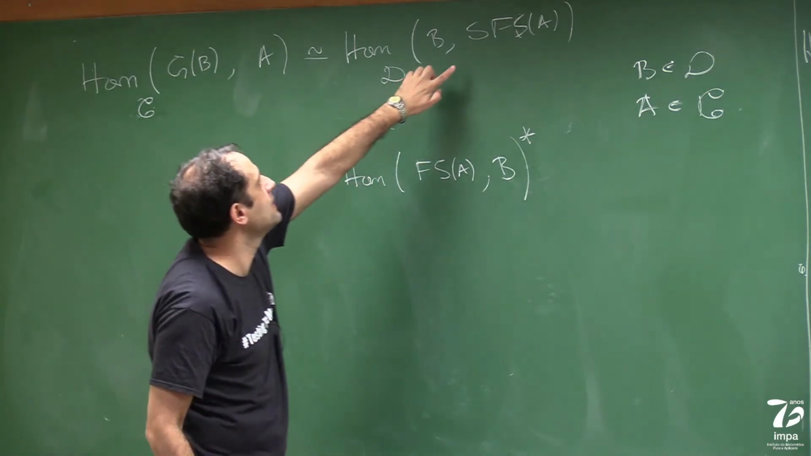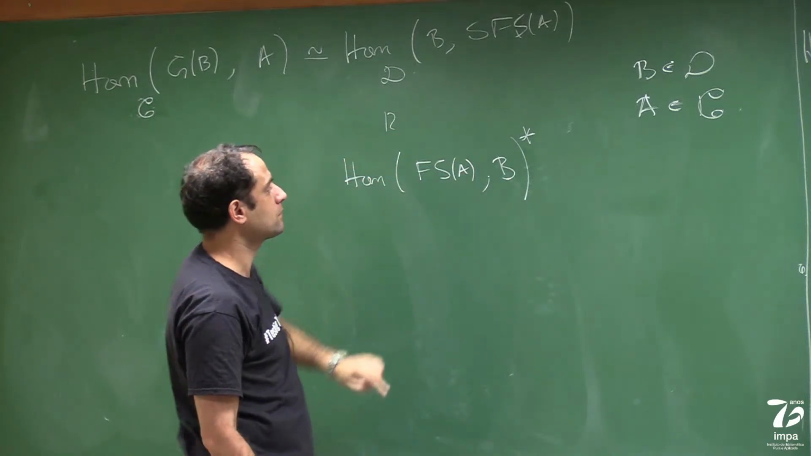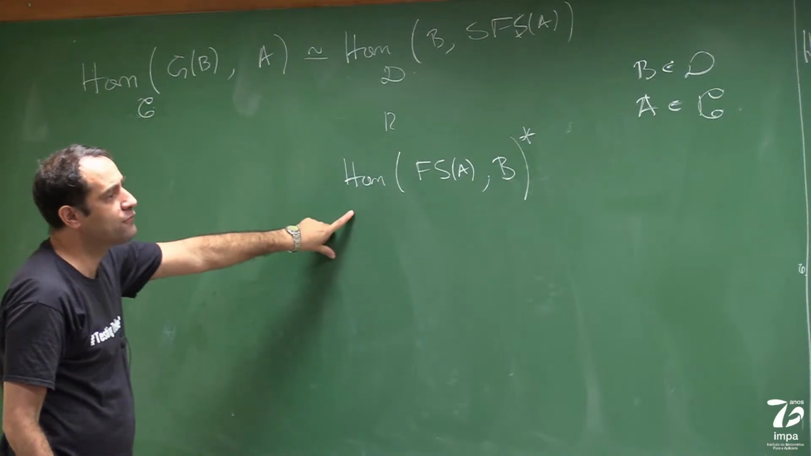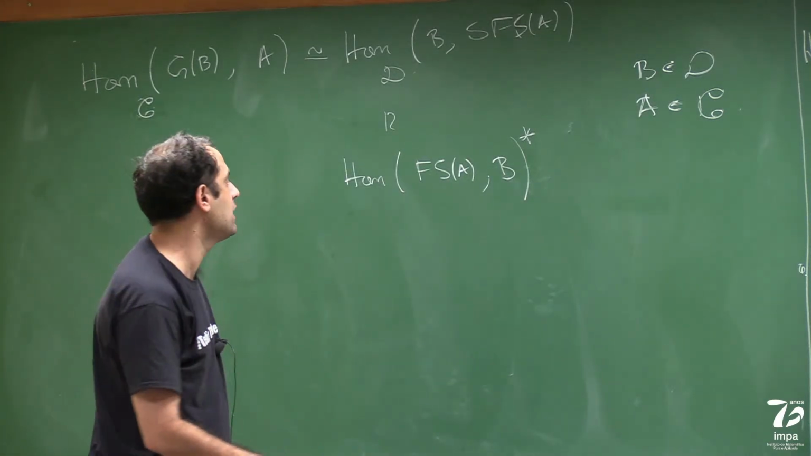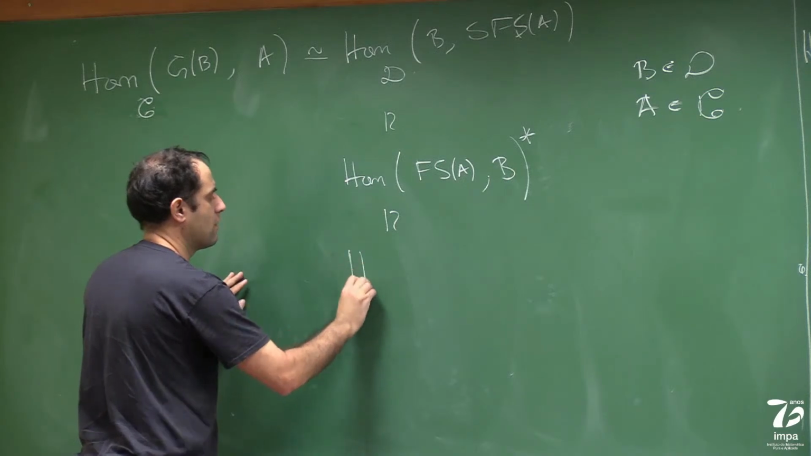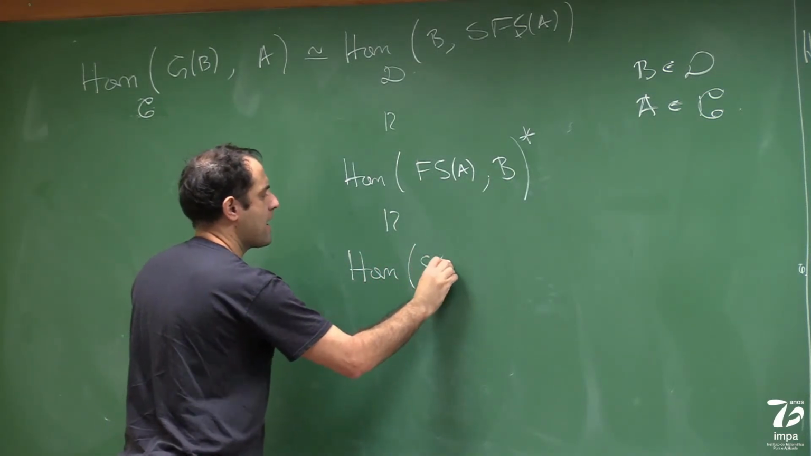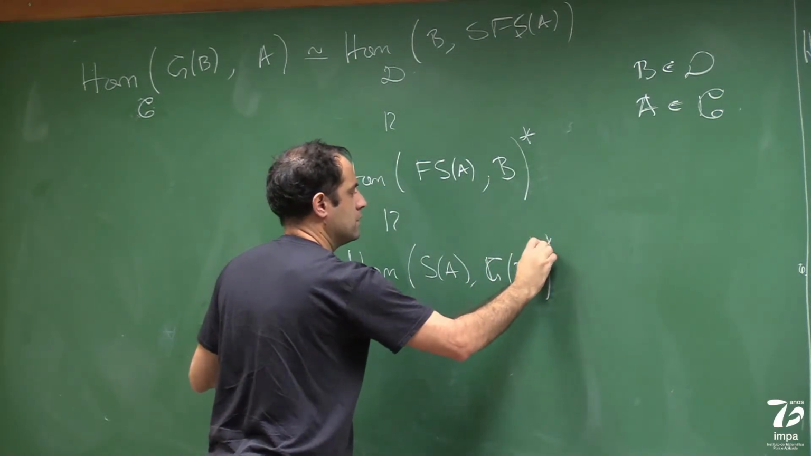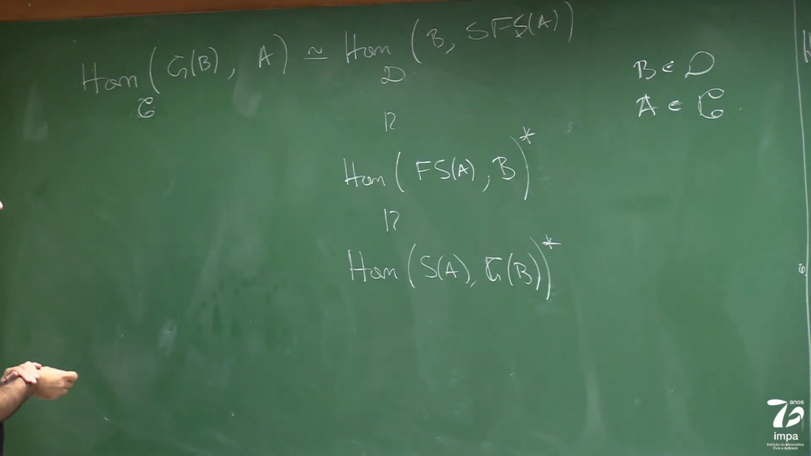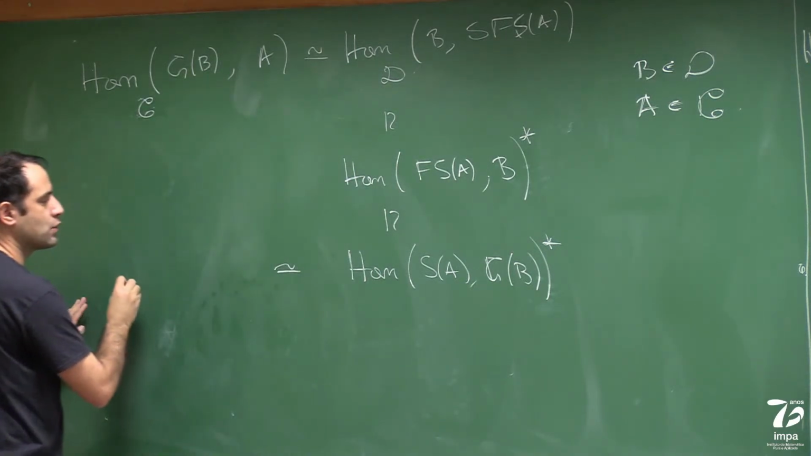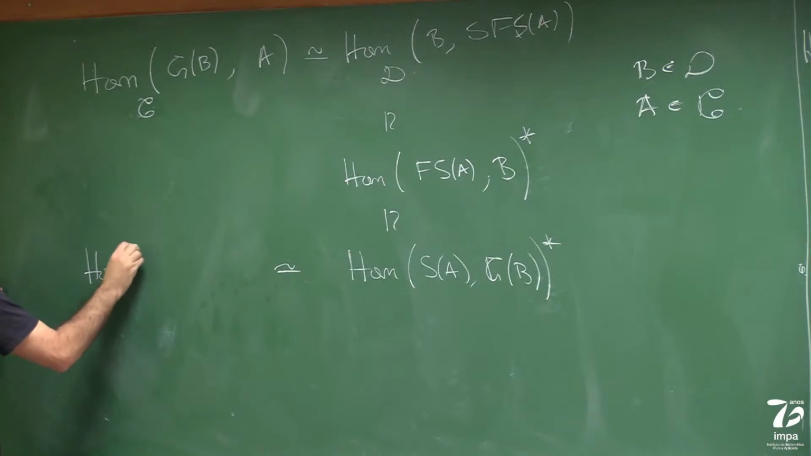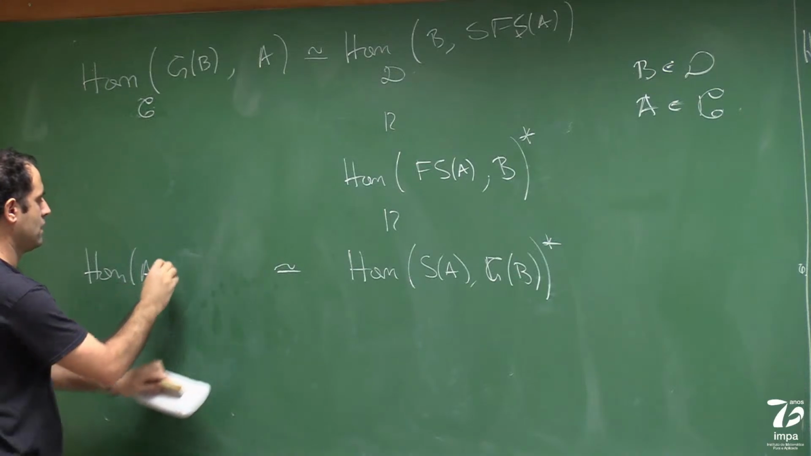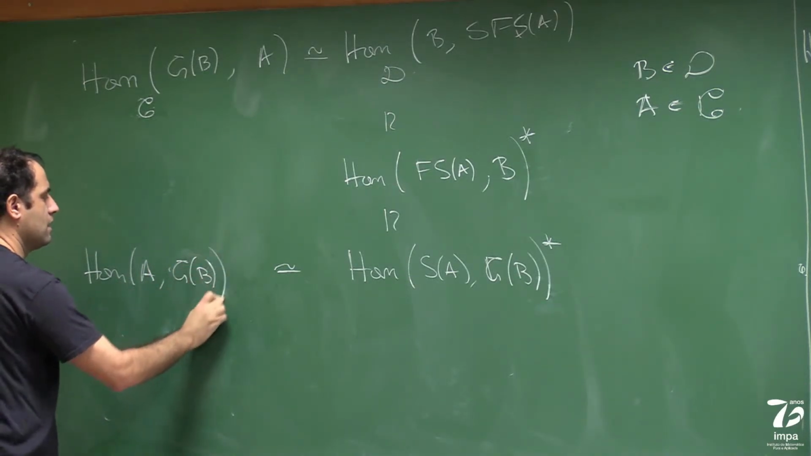That's the third duality in the category D. And now F, by definition, was left adjoint to G. So this is isomorphic to hom SA, G B dual. And now this, by third duality, this is hom A S, oh, no, there's no S, G B dual dual.